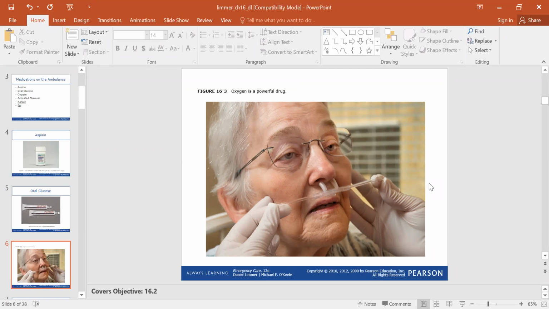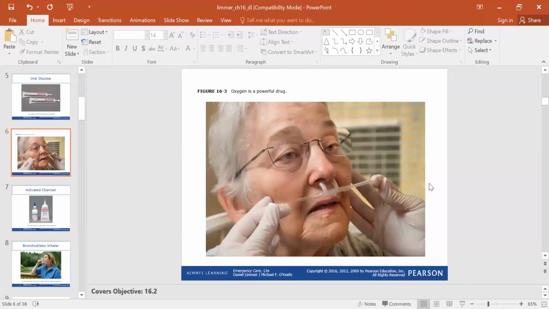So for your nasal cannula, what is the liters per minute that you give oxygen to your patient? It's 2 to 6, I guess the correct way in your textbook and for your test. But you know, 0 to 6 liters per minute, that's also acceptable. I'll take that. Okay.